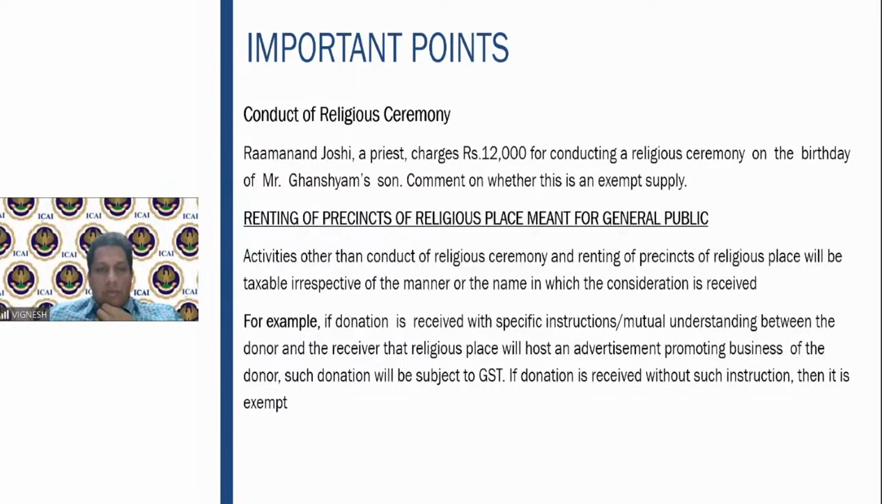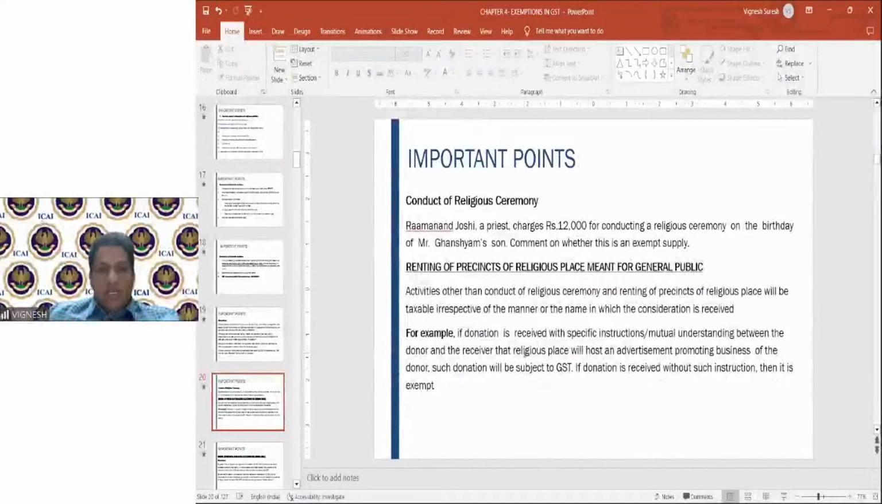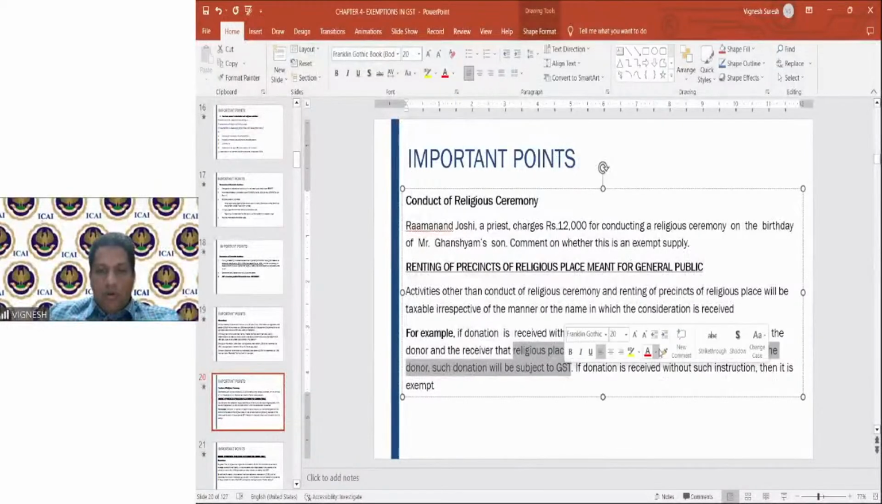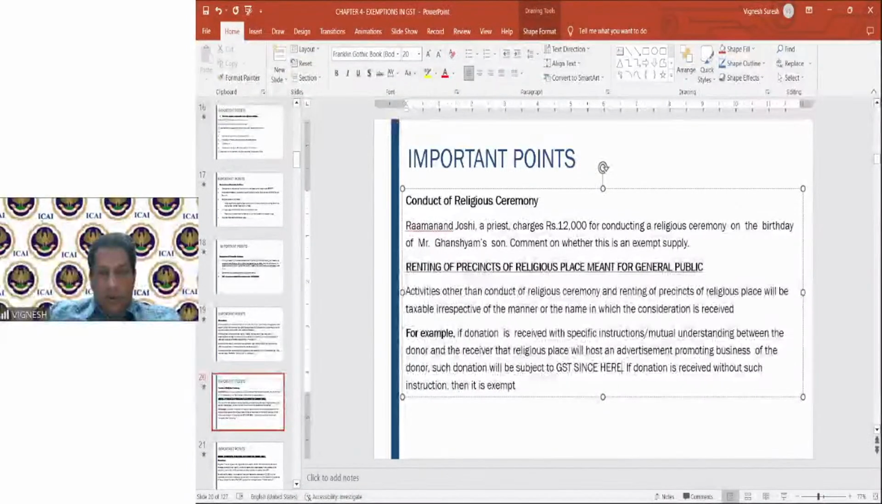Other than religious ceremony and precincts, if any activities are there, then it is very much chargeable to tax. Now, sometimes what happens, if a donation is received with the mutual understanding between the donor and the receiver that the religious place will post an advertisement promoting the business, then the donation will be subject to GST. Why is it subject to GST? Because a quid pro quo element is present. So since here there is quid pro quo, that means something in return benefit is there and consideration is there.